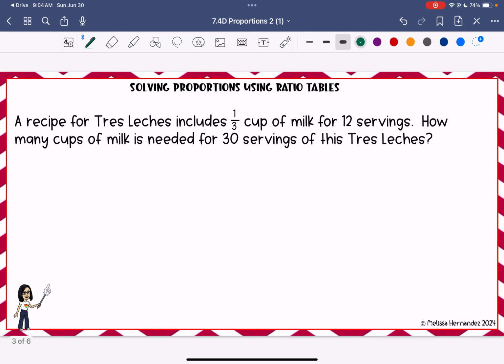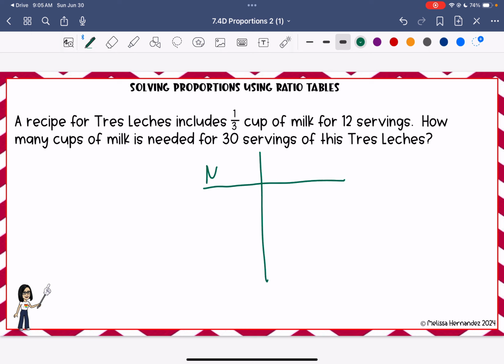A recipe for tres leches includes 1/3 cup of milk for 12 servings. How many cups of milk is needed for 30 servings of this tres leches? Okay, so we notice we're comparing cups of milk to servings. So here's my next table.